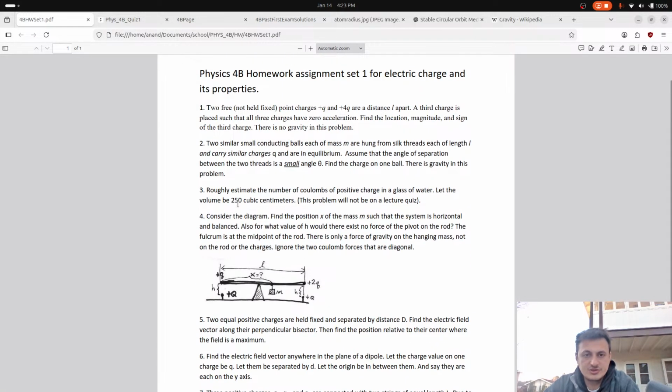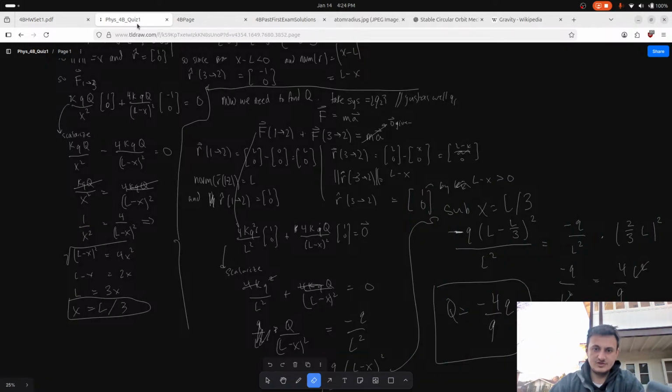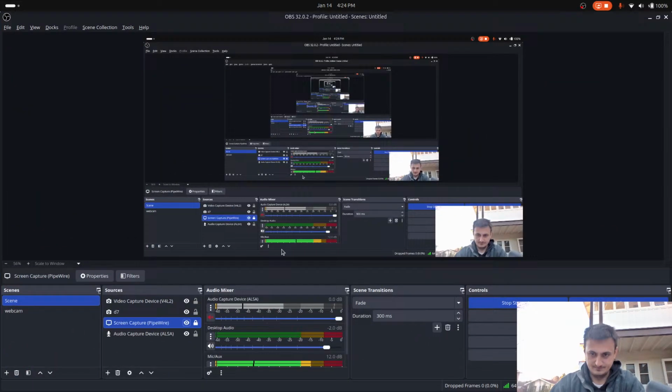All right. Problem 2. Two small conducting balls, each of mass m, are hung from a silk thread, each of length L, and carry similar charges and are in equilibrium. Assume that the angle of separation between the two threads is a small angle theta. Find the charge on one ball. There is gravity. The thing is, I've done this problem before, but let's just try to do this. You might not be able to see. Maybe you can hear me? I'm going to do it on the board, though.